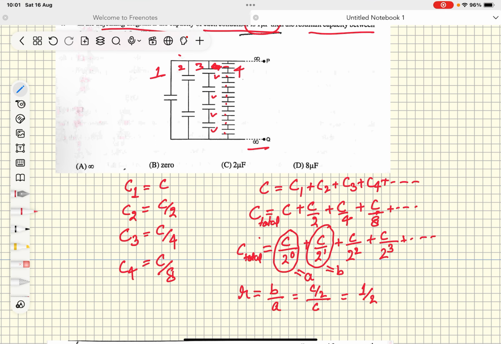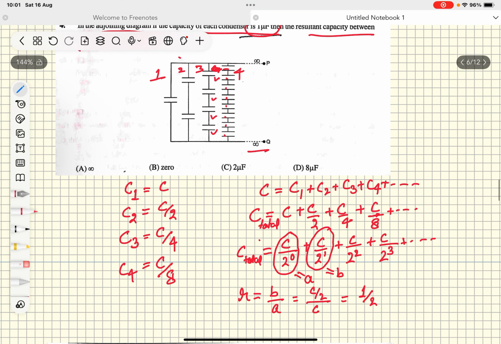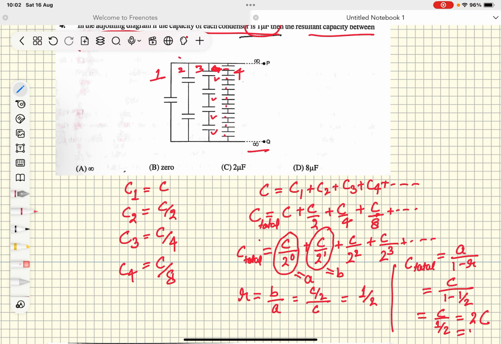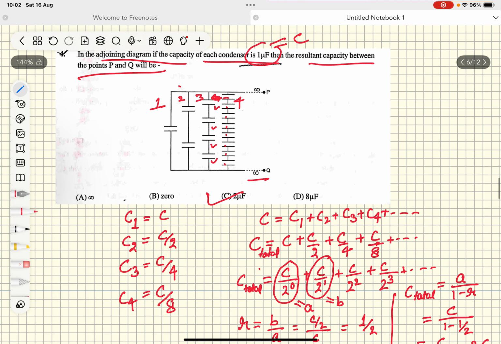And the sum of a GP is given by A upon 1 minus R, so C total is A upon 1 minus R. Here A is C and 1 minus R is 1 minus 1 upon 2. So it will become C upon 1 upon 2, that is 2C. So the total capacitance becomes 2C or 2 microfarad, because the value of C is 1 microfarad. So C is the correct answer, 2 microfarad.